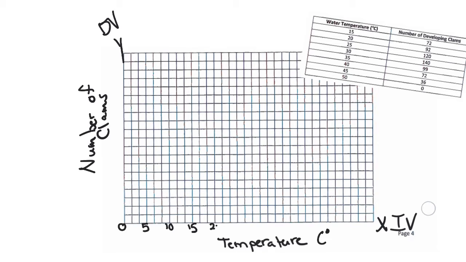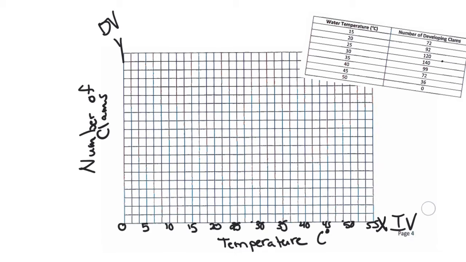15, 20, 25, 30, 35, 40, 45, 50. And so that would be 55 if we needed it. Okay, and then if I'm looking at the clam development, it goes all the way up to 140.